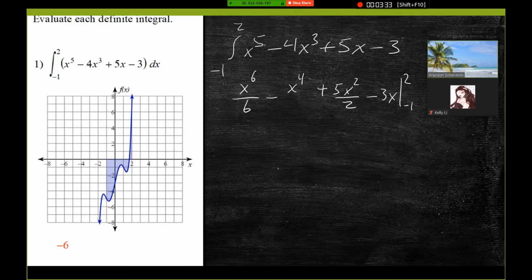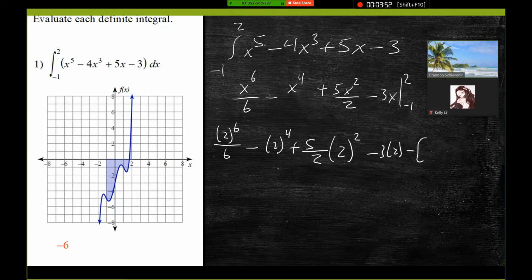So that means I'm going to plug in my upper bound and then subtract my lower bound. So this would be 2 to the 6th power over 6 minus 2 to the 4th power plus 5 over 2 times 2 squared minus 3 times 2, minus what happens when I plug in -1.